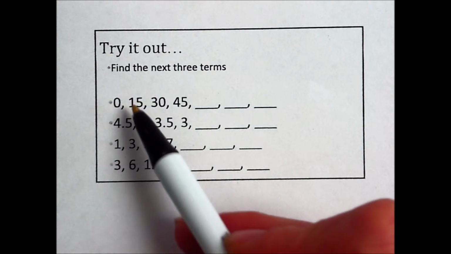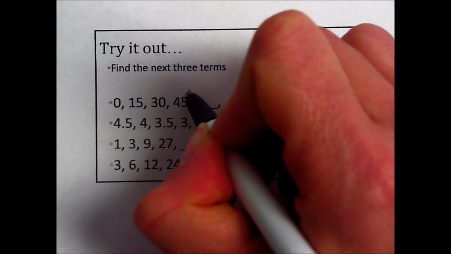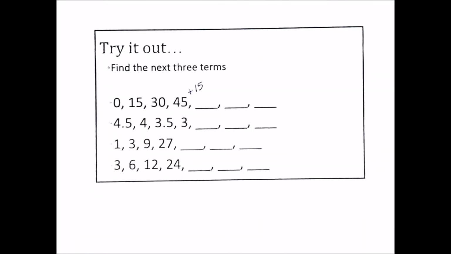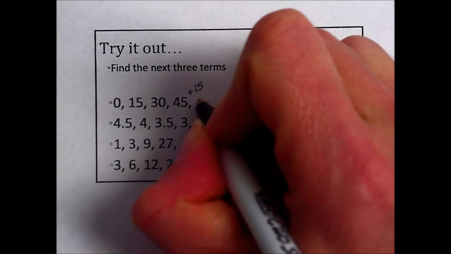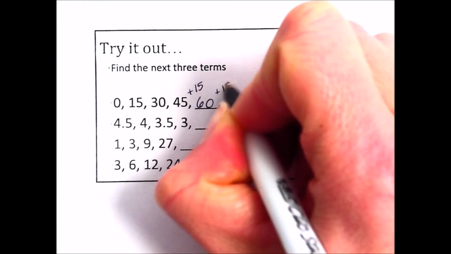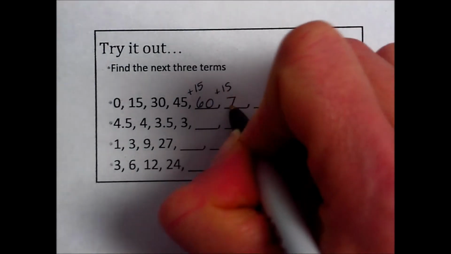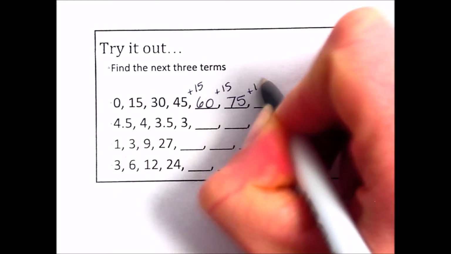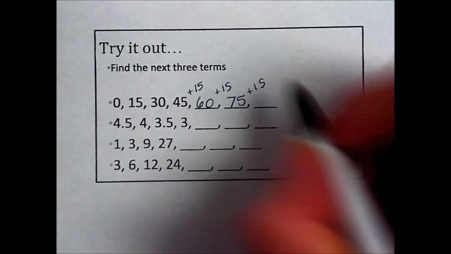Okay, I noticed that the pattern here is plus 15. So first I'll start with 45 and I'll add 15. Then I'll take 60 and add 15. And finally 75 and add 15.